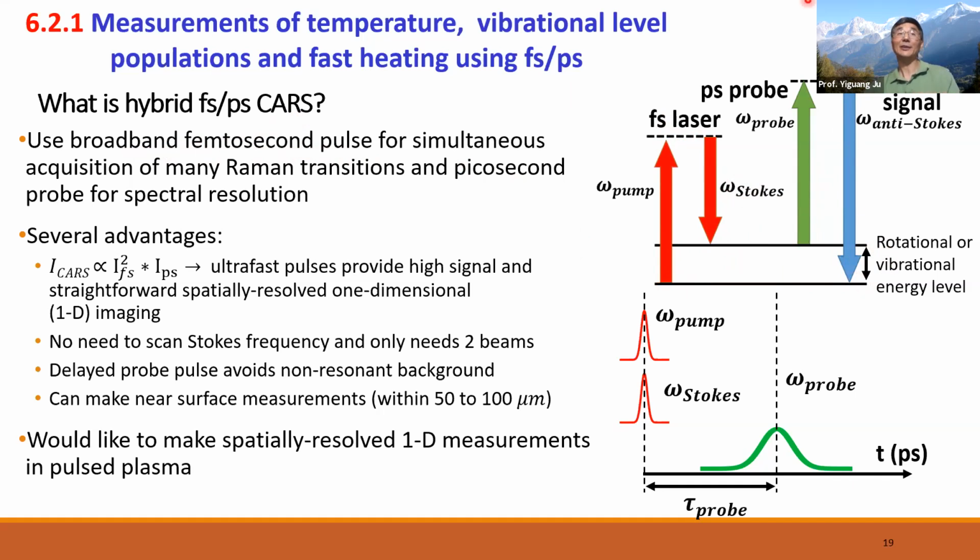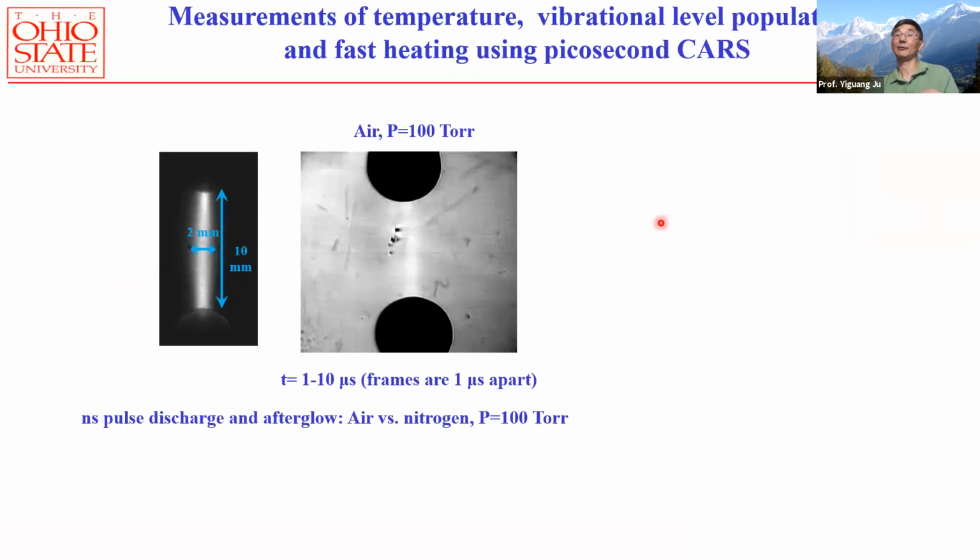The advantage of this is that the CARS signal scales as the square of the femtosecond laser intensity, because the femtosecond laser pulse time is very short and you have a very high intensity. So these ultrafast pulses give you a very high signal to noise ratio, and probably allow you to measure a one-dimensional distribution of temperature. Also, the Stokes beam is automatically generated in this femtosecond laser.